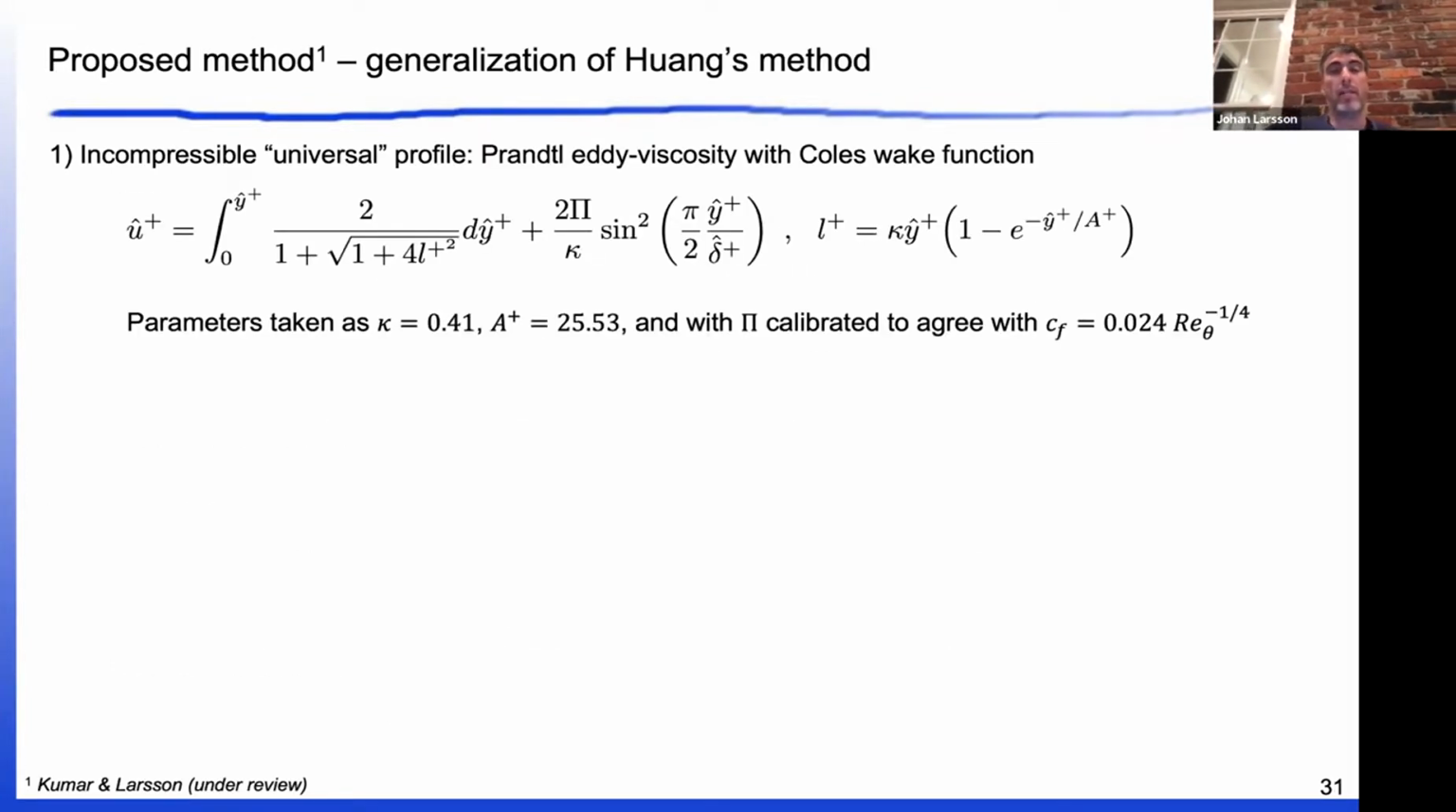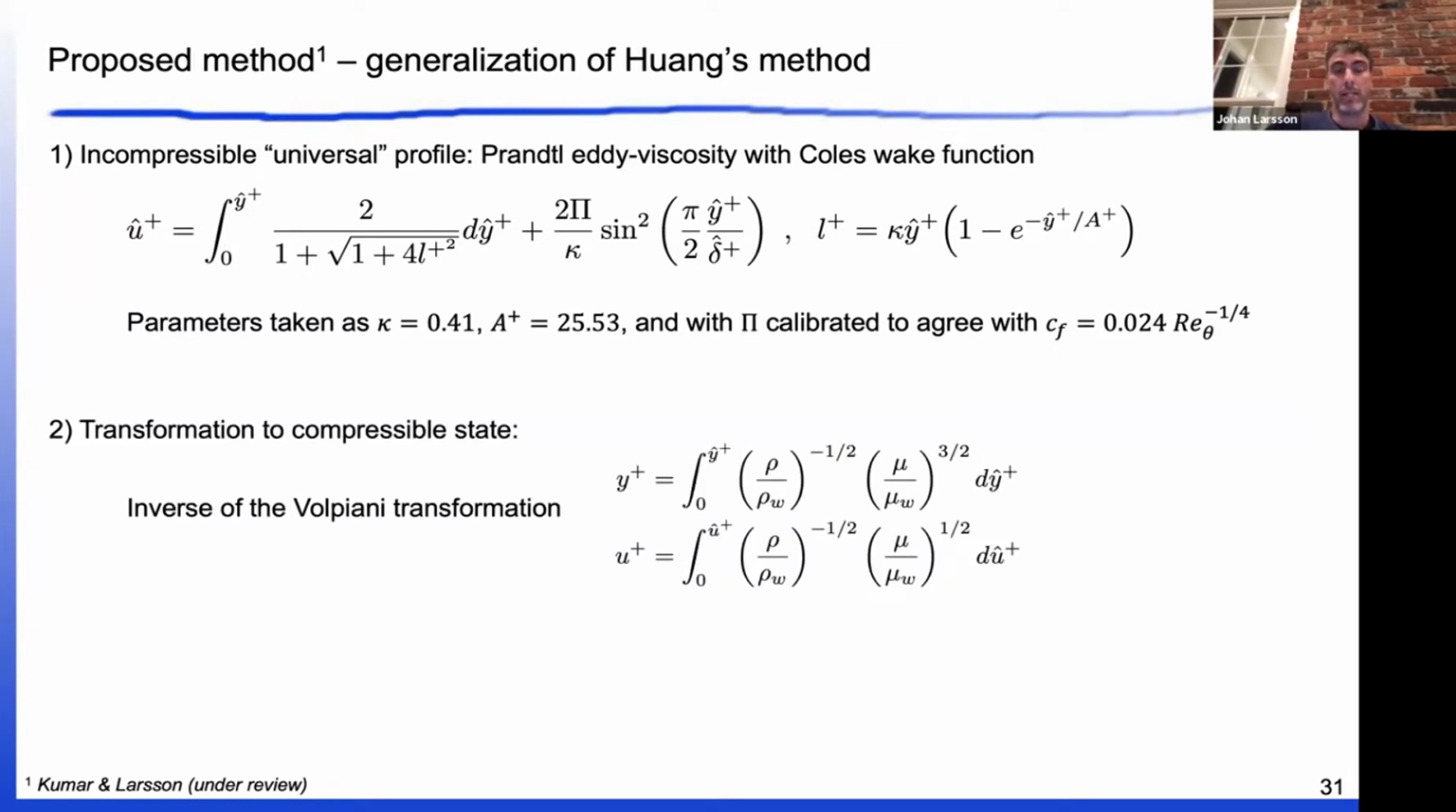So Vedant based his method entirely on this Huang method, and he just made it slightly more general. So the universal incompressible profile is based on a Prandtl eddy viscosity with the Coles wake function, sorry. So that's nothing special. At the moment, we have been using the Volpiani, not transformation, but inverse transformation.